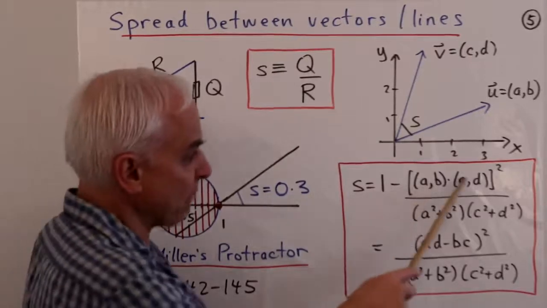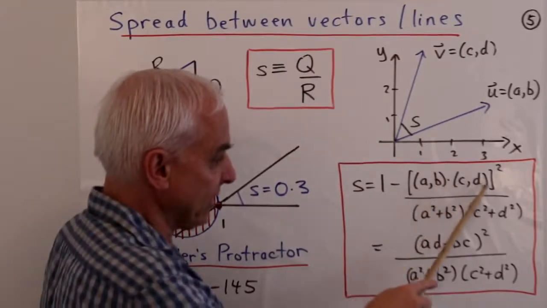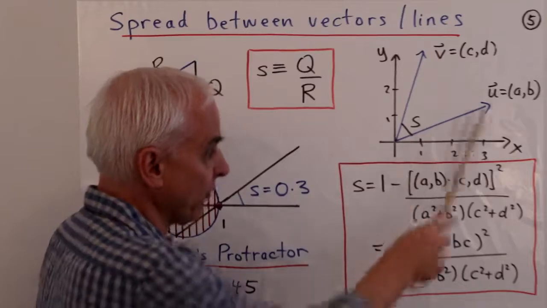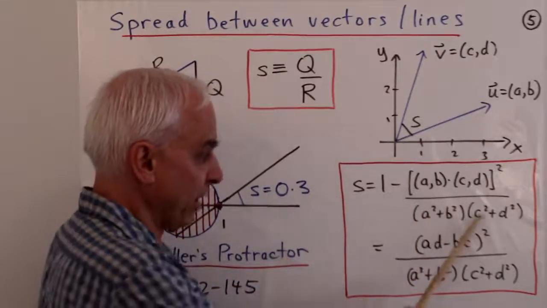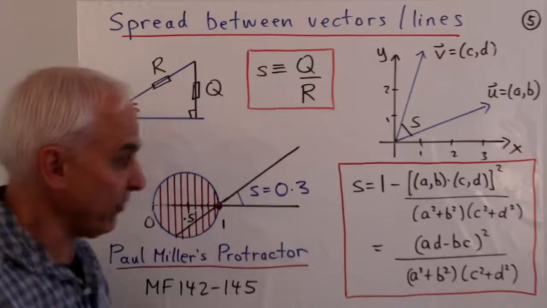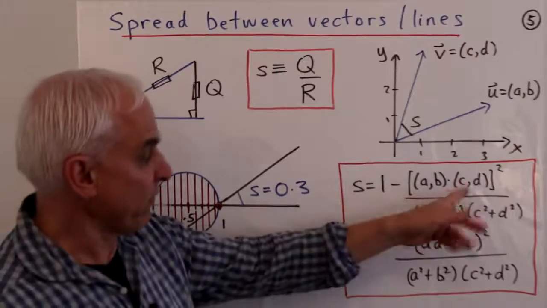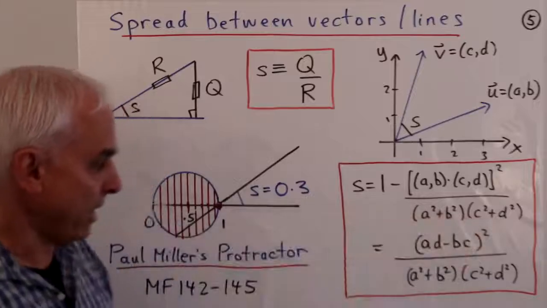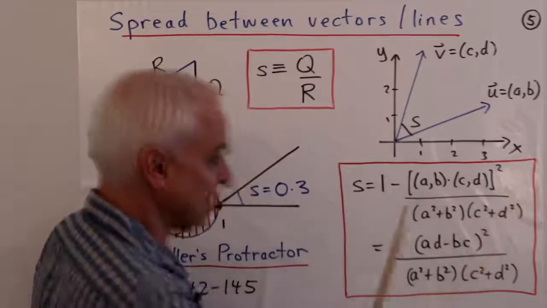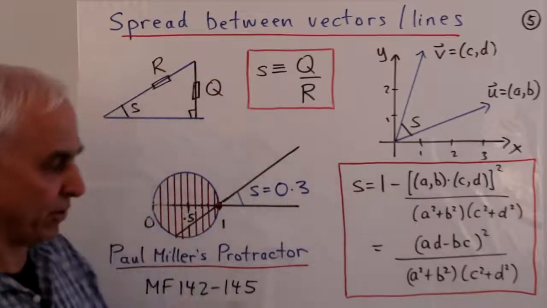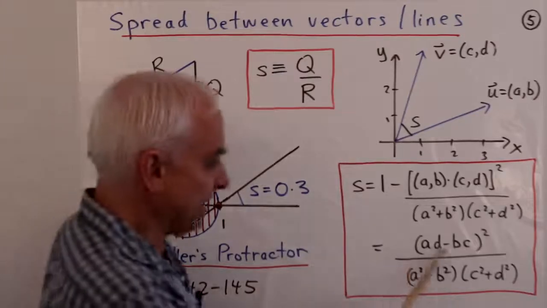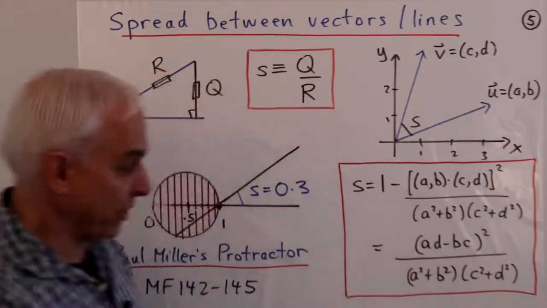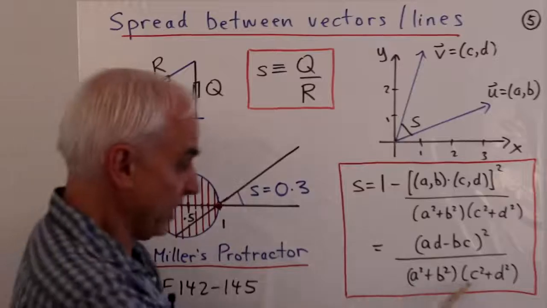Here's the formula that you all know by now very well. 1 minus this dot product, AB dot CD, all squared over the quadrances of u, which is a squared plus b squared, times the quadrance of v, which is c squared plus d squared. And this dot product is the usual familiar one, the Euclidean AC plus BD. And if we like to, we can rewrite this due to this pleasant alternative formula so that we get an AD minus BC squared on the numerator there, and then the denominator same as before.